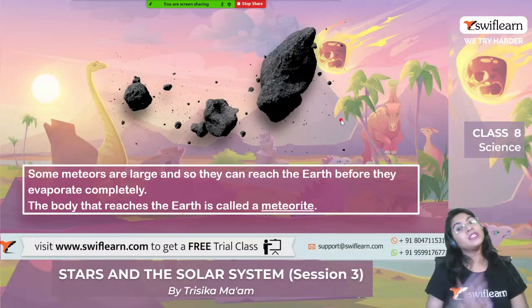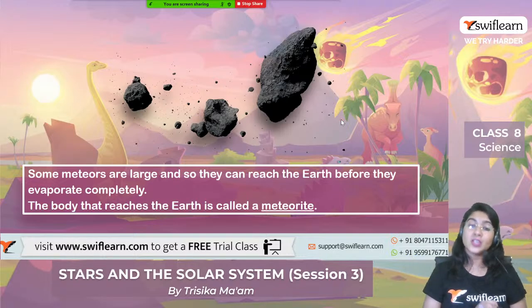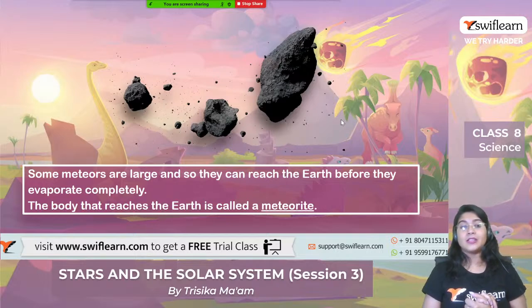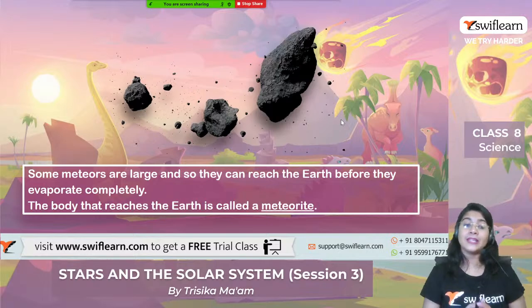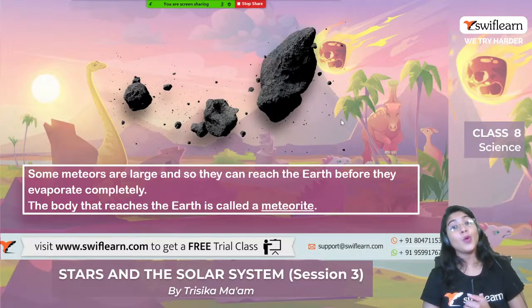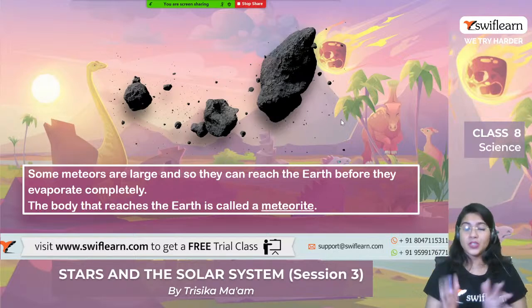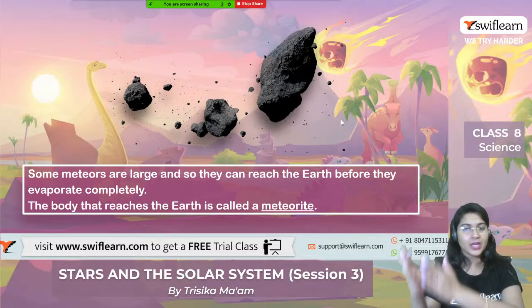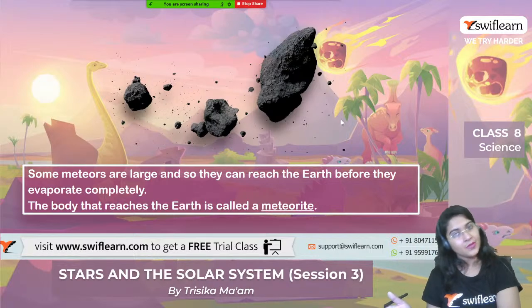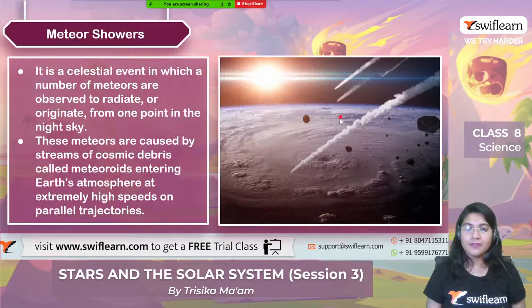Now some of these meteors are very large, and so they can reach the Earth before they evaporate totally. The body that reaches the Earth's surface is known as the meteorite. So up to this much clear? What is an asteroid, what is a comet, what are meteors, and what is a meteorite? Right? Is there any confusion?